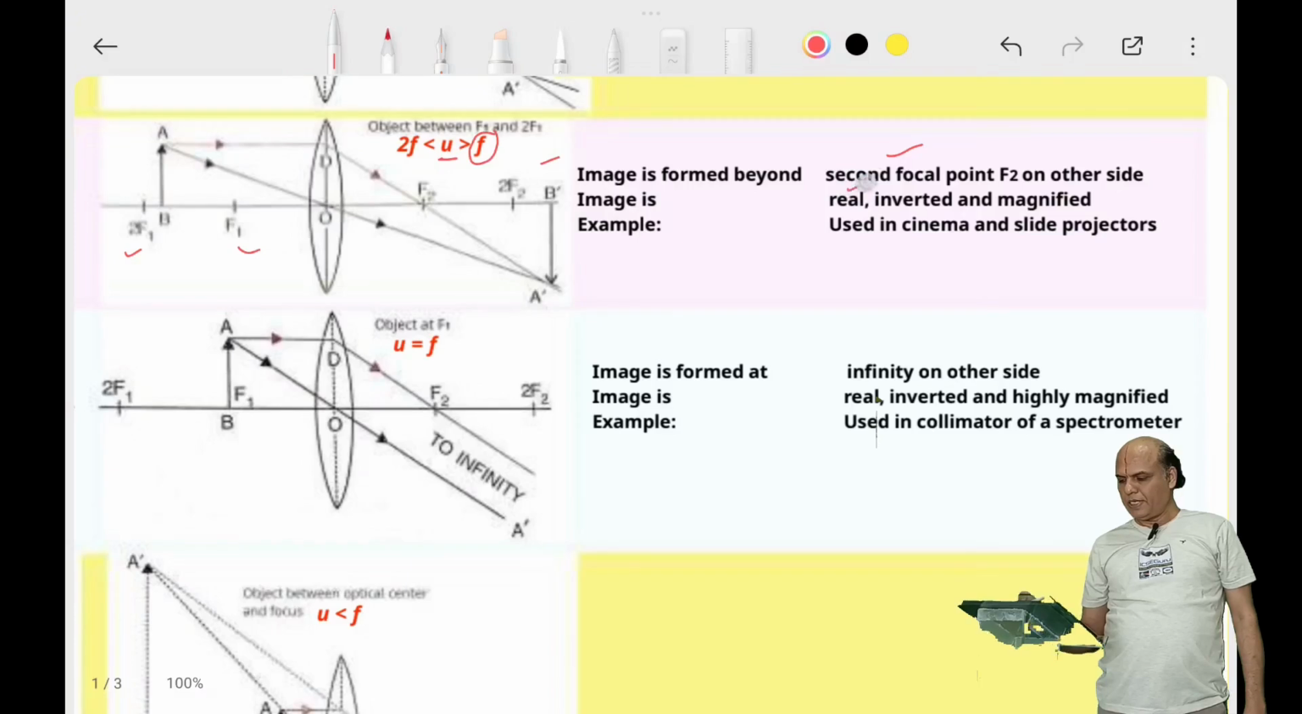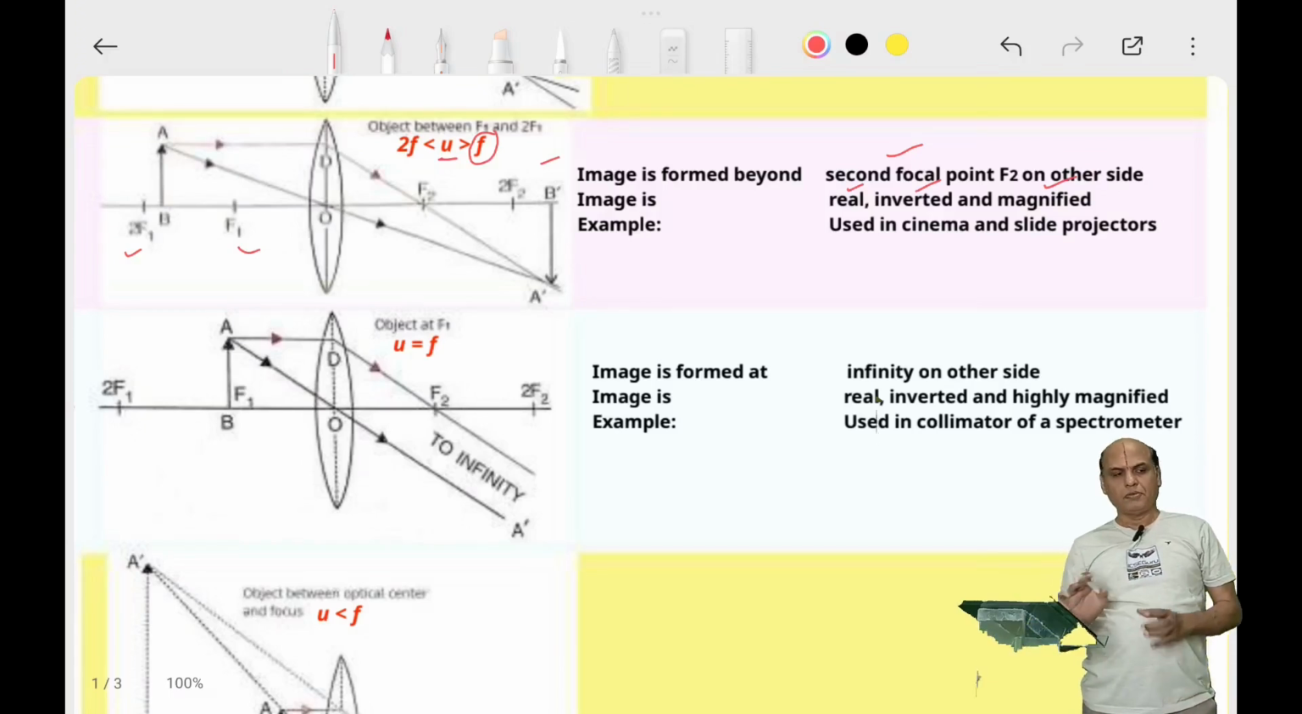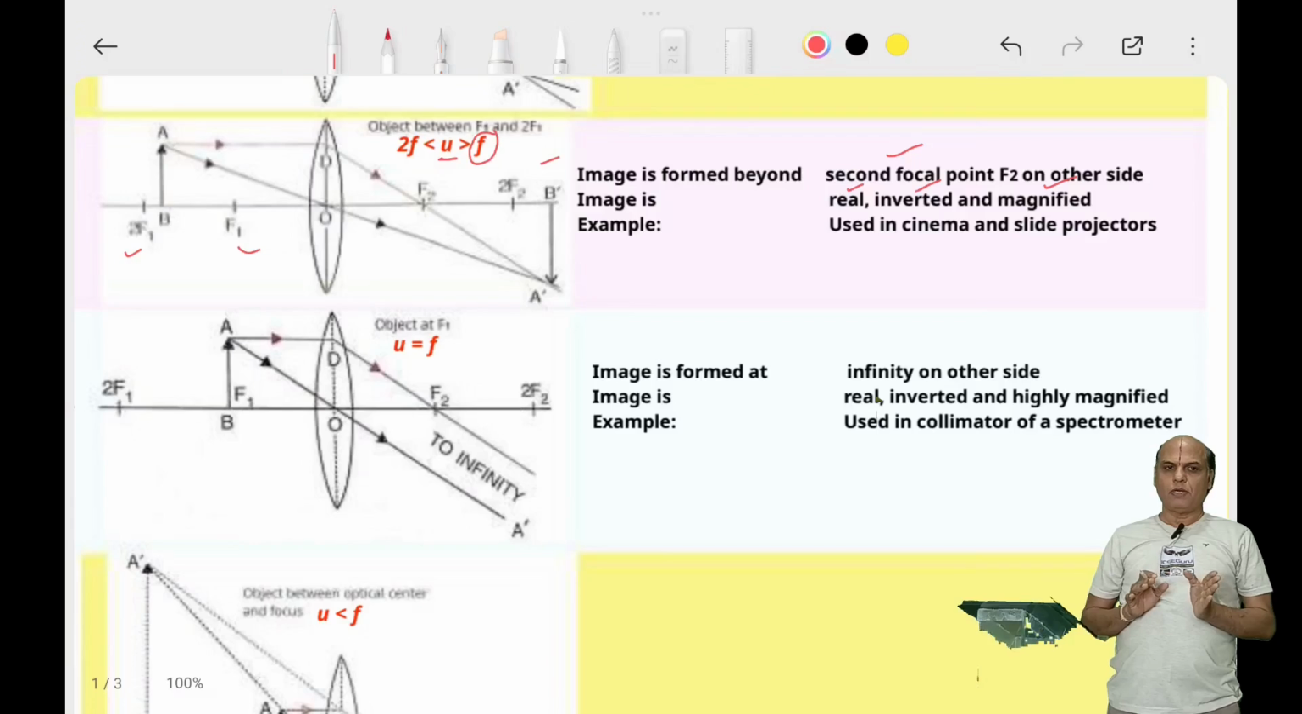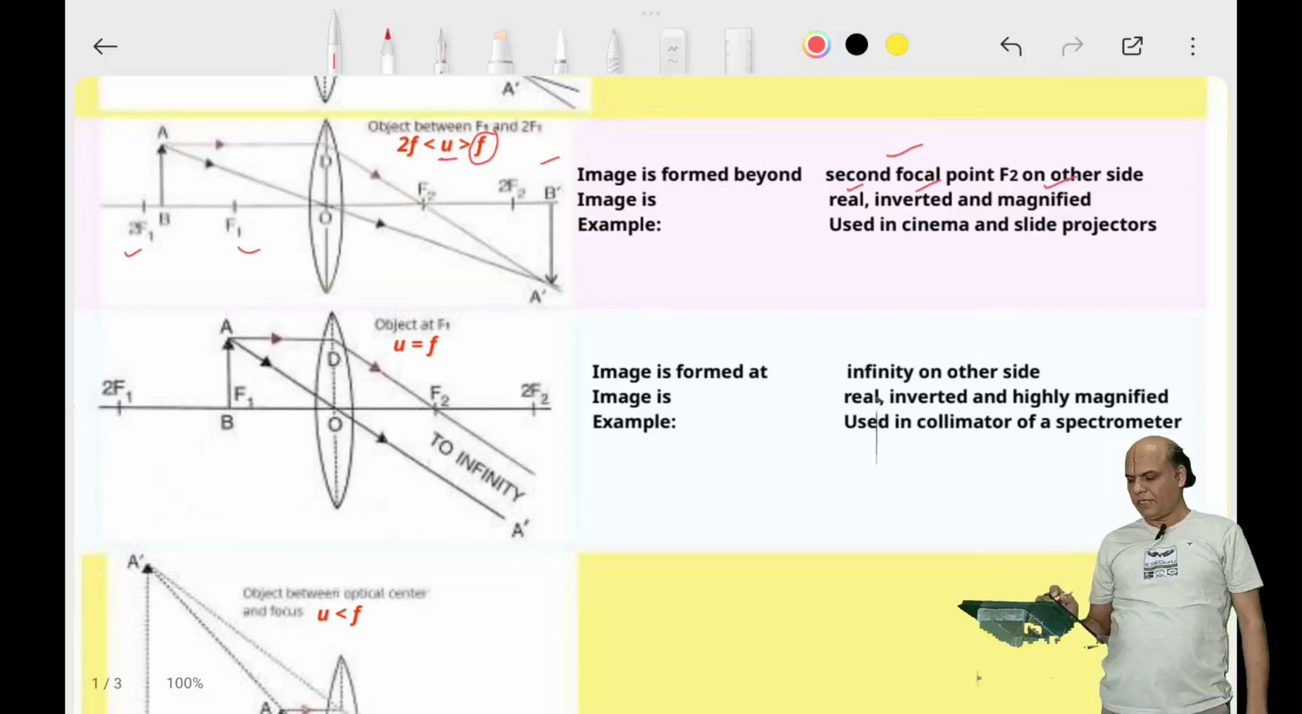The image is real, inverted, and magnified. So you must notice this. Till now, at the second focal point, the image was equal in size with the object, and when it was beyond the second focal point, the image diminished in size. But here, the image started magnifying.